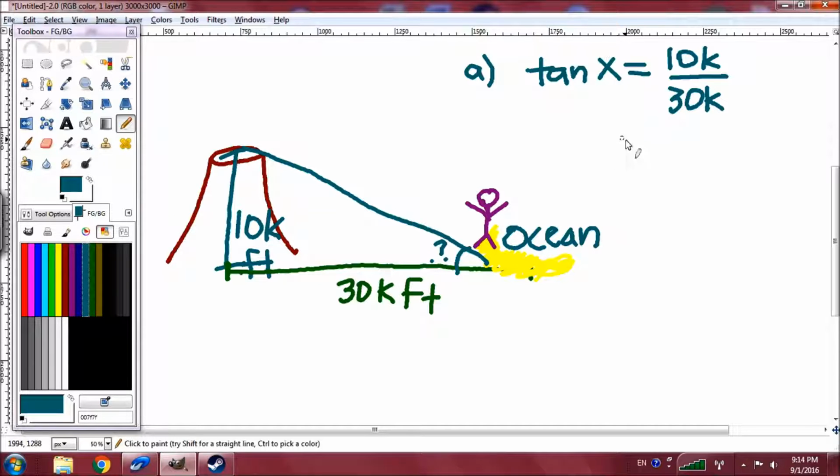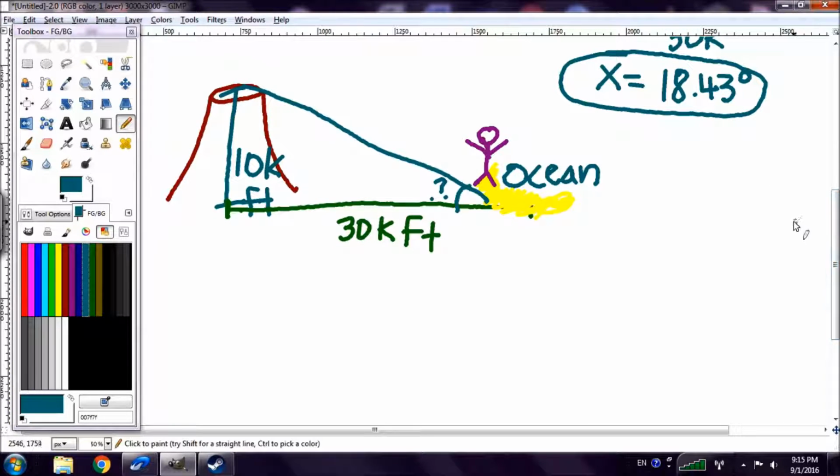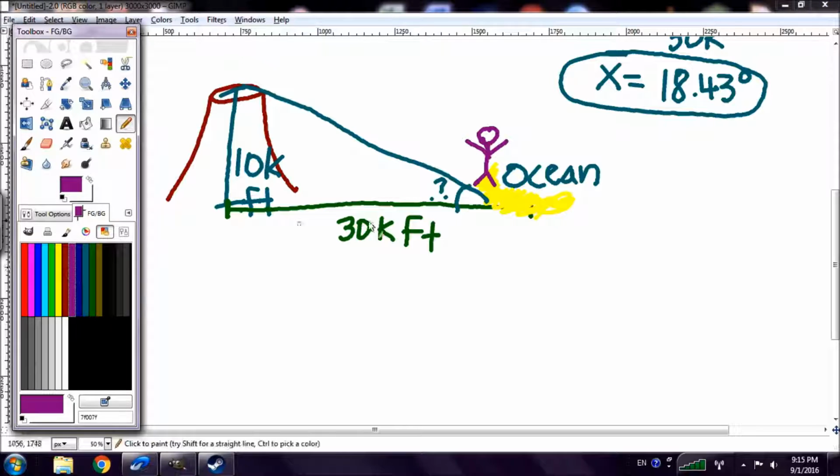And plugging that into your calculator, you would get x equals 18.43 degrees. So you would have to look up at an angle of 18.43 degrees to be able to see the peak. Okay, given that, what is the straight line distance from the beach to the peak?